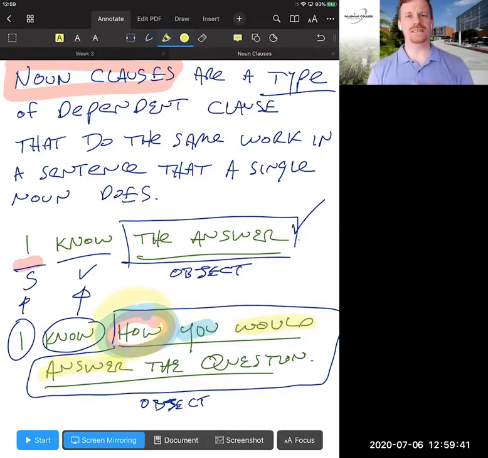All of those components together, plus the fact that I know it's an object or a subject, makes it a noun clause. Your noun clauses are going to be subjects or objects. And it could be an object of a verb, like this, or it could be an object of a preposition, like with or by, and I will show you later as well.